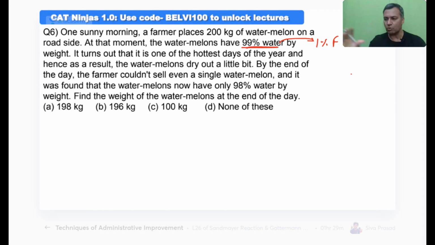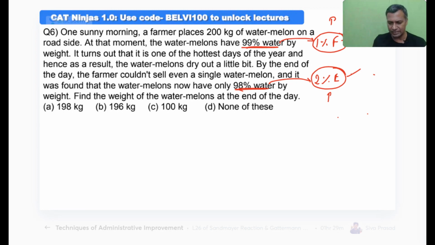Then he put it under the sun, a hot sunny day, all that story. So the water component has become 98% in the finished goods. After exposure, the pulp component has become 2% of the exposed goods. There are fresh goods and exposed goods. After exposing it, the pulp has become 2% of the exposed watermelons. They will be equal because this is the pulp component. Water gets evaporated, but nothing happens to the pulp.